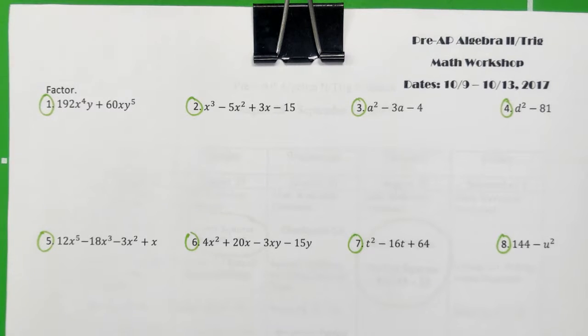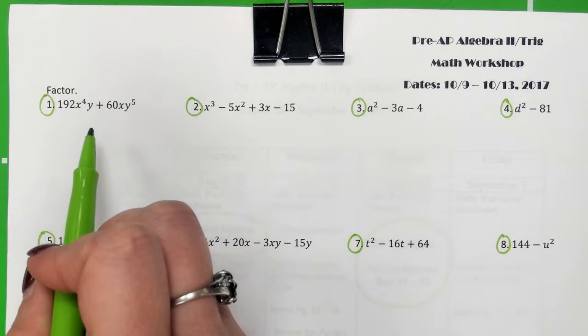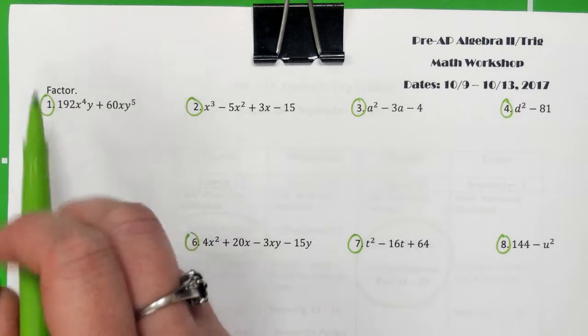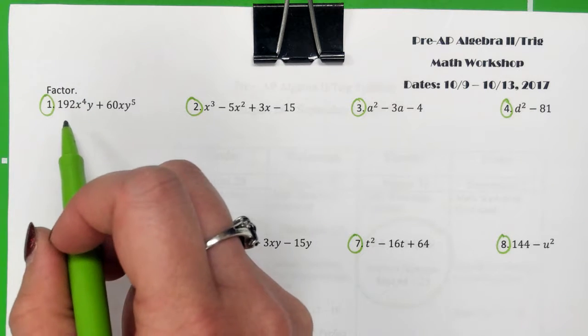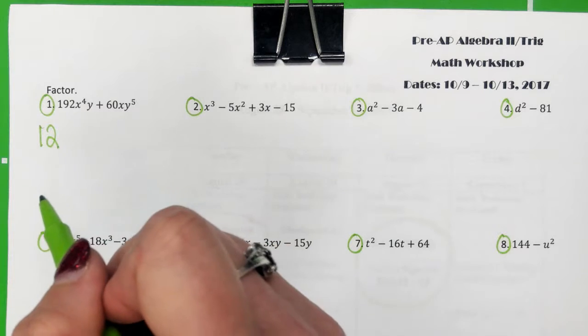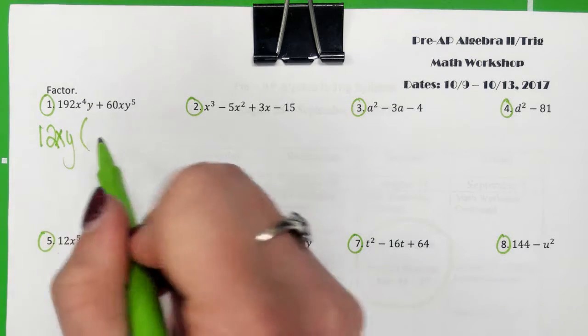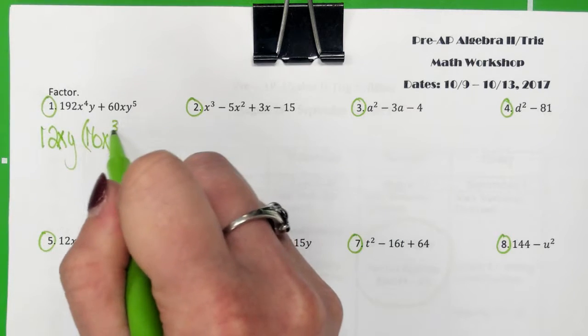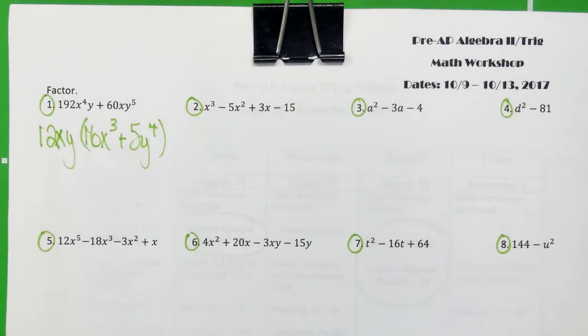About number 1, guys? How many terms does number 1 have? 2. So what do we do when they have 2 or 3 terms? Count. There, we're factoring all of them. GCF. There you go. What's the biggest number that goes into 192 and 60? 12. What else do they have besides 12? XY. There you go. Alright, so that leaves you what? 16x to the 3rd plus 5y to the 4th? Y'all okay? Alright, what about number 2?